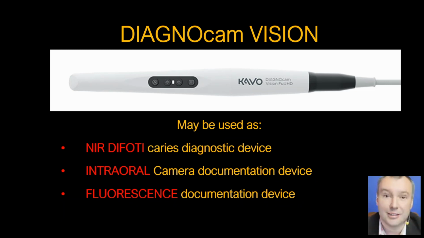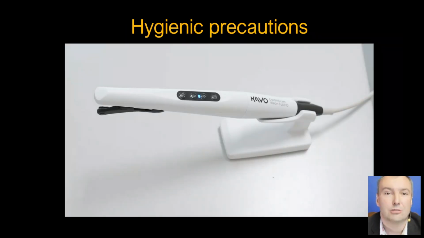Okay, so coming to DiagnoCam Vision. We can use it as a caries diagnostic device with the near D40 and with the transillumination. And this is what I will focus on mostly, because this is, in my opinion, the most interesting part. But remember, we can also use it as a standalone intraoral camera, just as a documentation device, even for cases when we don't plan to diagnose any caries. Also, we get the fluorescence device. Please remember about it. It will be very useful for child patients when we think of it as a documentation device.